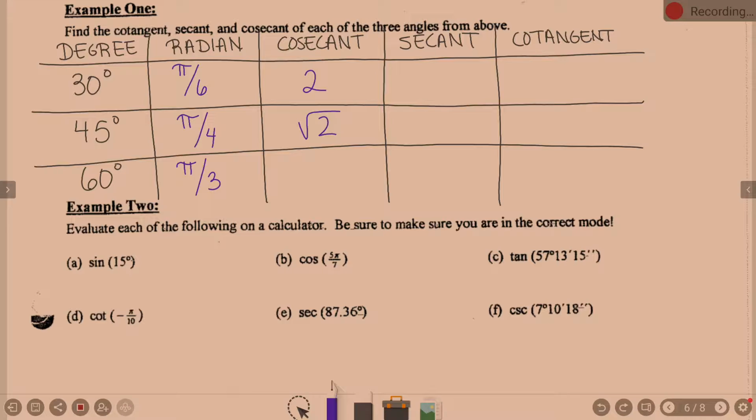Cosecant of 60. Well, the sine of 60 was square root of 3 over 2. So the reciprocal of square root of 3 over 2 is 2 over square root of 3. Now, I'm going to put the "or" here because there's a rationalized version, isn't there? When we rationalize with square root of 3 in the denominator, we multiply by square root of 3. 2 times square root of 3 is 2 square root of 3. Square root of 3 times square root of 3 is 3.